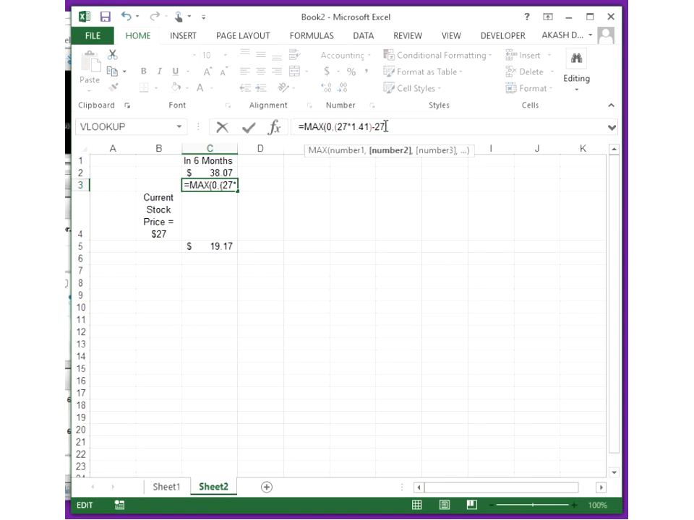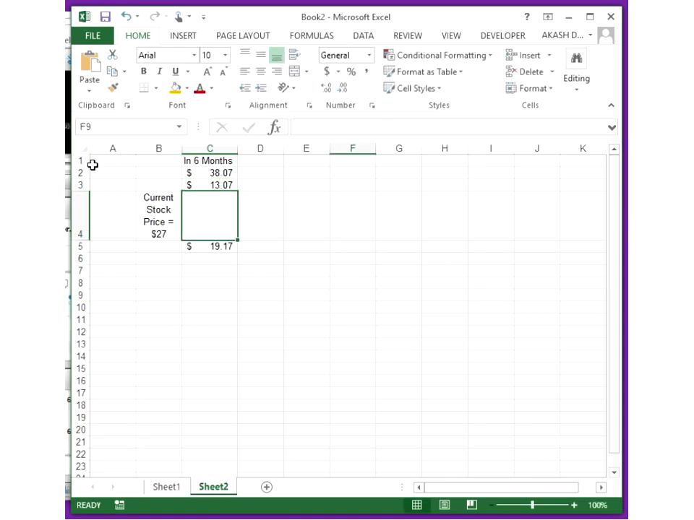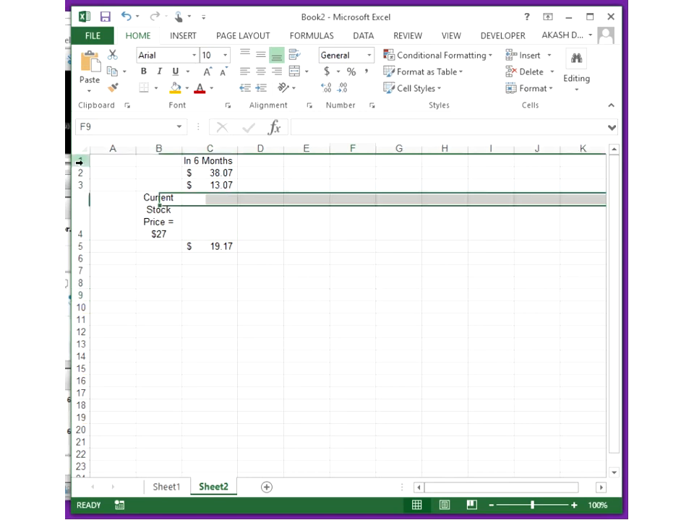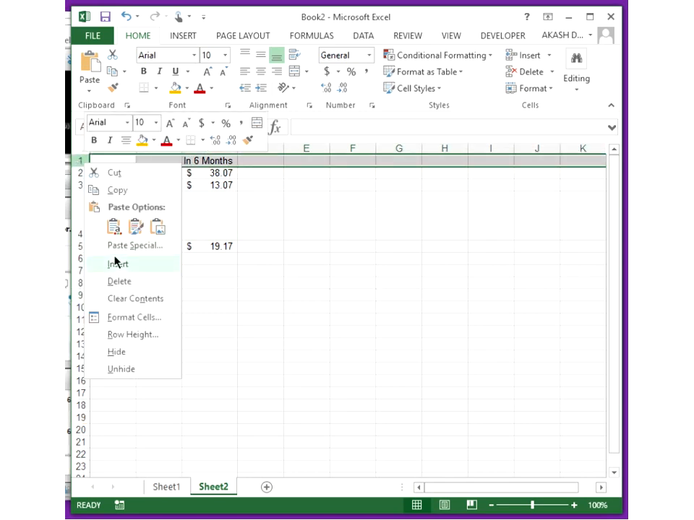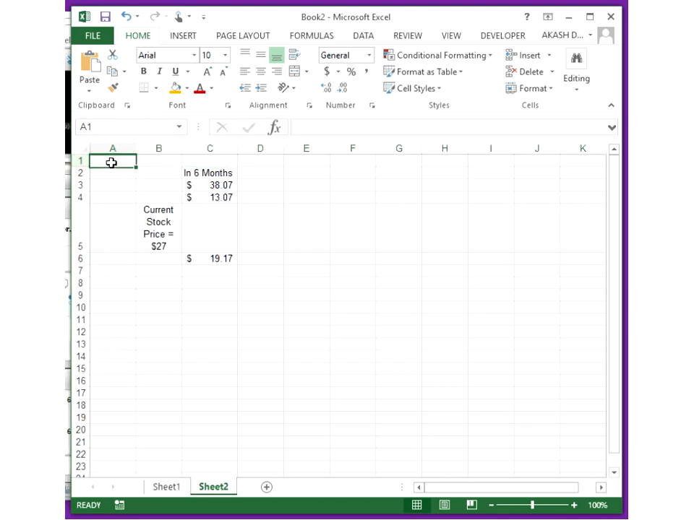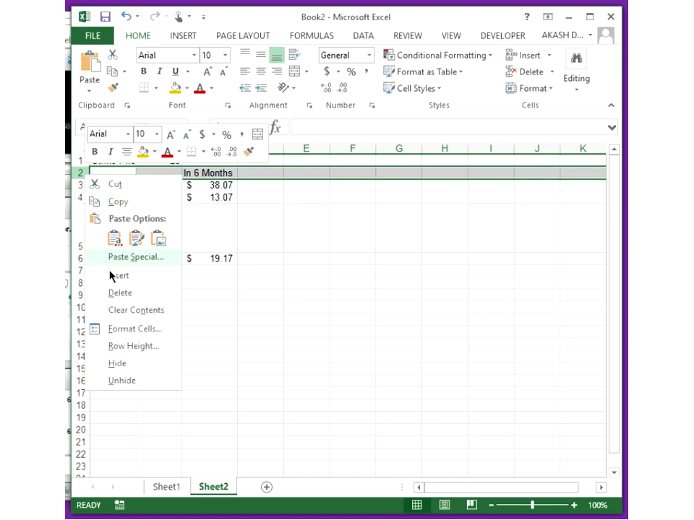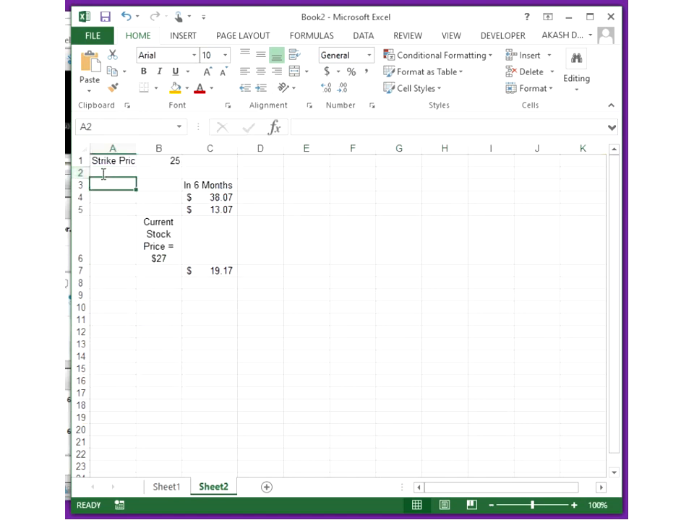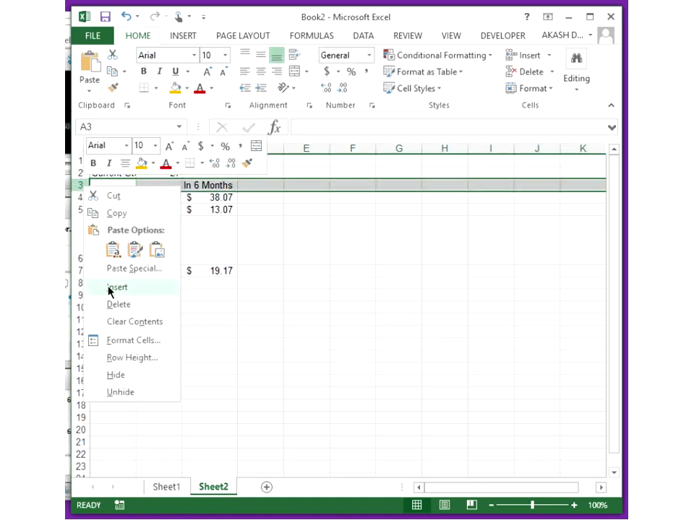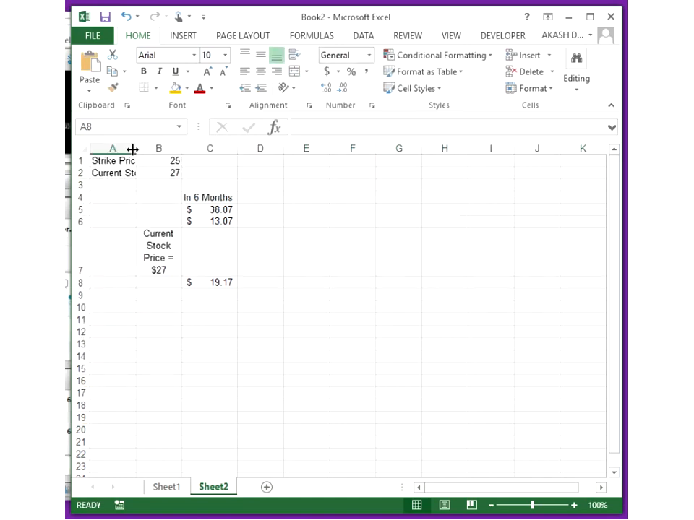Oh, the strike price is 25. I'm sorry, that's my mistake. That's why. Okay, now we have it correct. Let me add that here. This is given in slide number 21. The strike price is $25. $27 is the current stock price. Okay, now it makes sense.